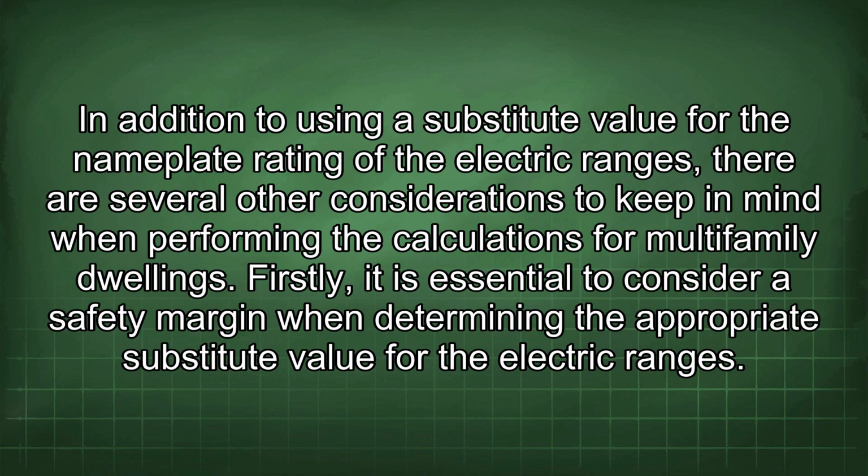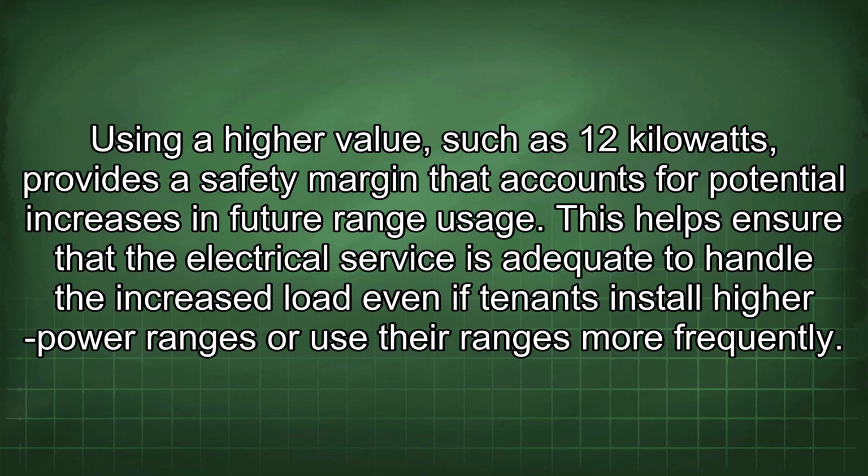In addition to using a substitute value for the nameplate rating of the electric ranges, there are several other considerations to keep in mind when performing the calculations for multifamily dwellings. Firstly, it is essential to consider a safety margin when determining the appropriate substitute value for the electric ranges. Using a higher value, such as 12 kilowatts, provides a safety margin that accounts for potential increases in future range usage. This helps ensure that the electrical service is adequate to handle the increased load even if tenants install higher power ranges or use their ranges more frequently.